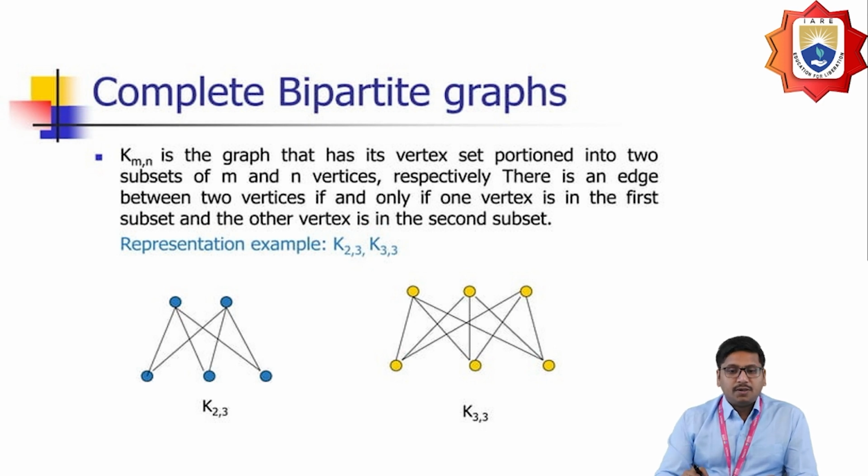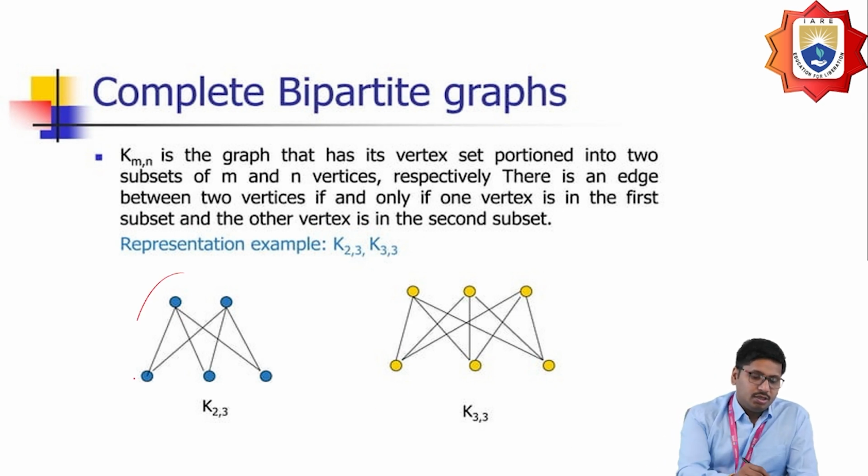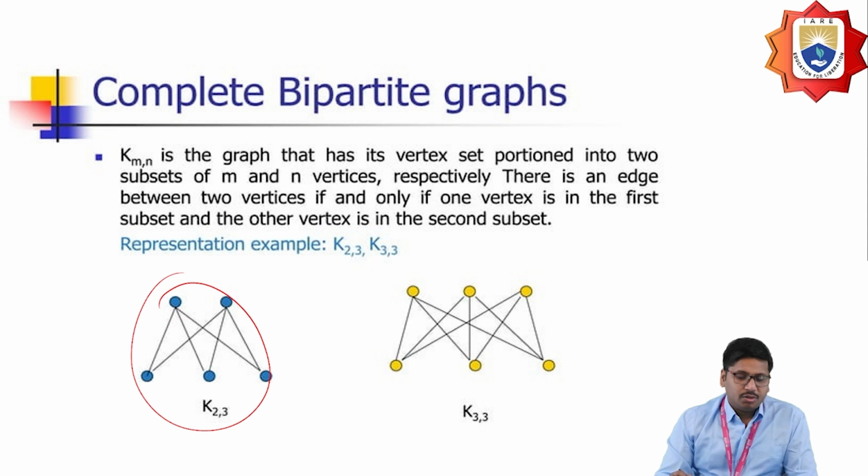Now the complete bipartite graph. Here Kmn is the graph that has a vertex set partitioned into two sets, and there is an edge between two vertices if and only if one vertex is in the first subset and the other is in the second subset. So whenever I consider a vertex set, I can write it as 2, 3. That means the edge set is not going to have this.